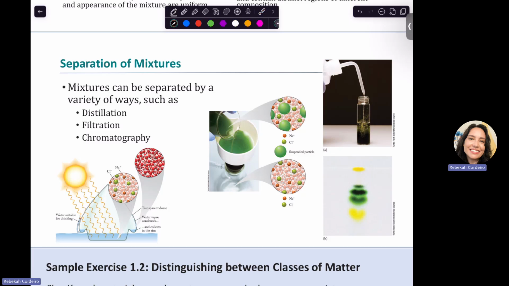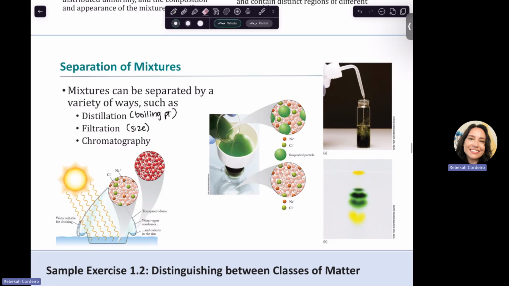Distillation separates based on boiling point. Filtration separates based on size of particle, and chromatography separates things based off of something called polarity, which we'll talk about later. And so this is an example showing that we have a mixture, it'll separate out. So a mixture of different inks can separate out into multiple colors.